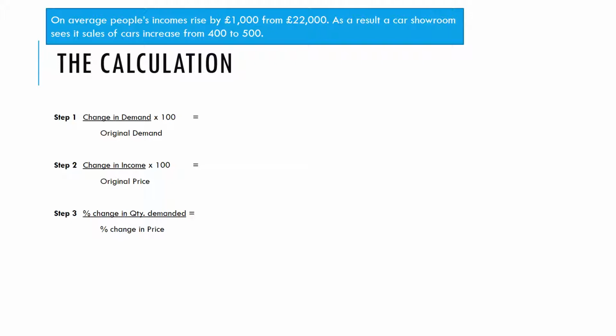So step 1, let's work out the change in demand. Well, here we've seen that the cars have increased from 400 to 500, so the change is 100 over the original 400, which is a 25% increase in demand. Now let's have a look at what's happened to incomes. Incomes have risen by £1,000 from £22,000. So the change is £1,000. The original was £22,000, which is a 4.5% increase.